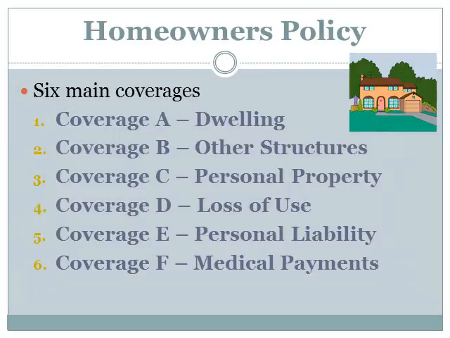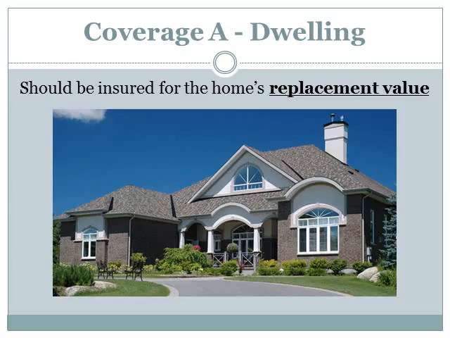Now, there are 6 main coverage parts in the homeowners policy, and you have them listed there. On the following slides, we're going to go into a little bit more detail so you know what these 6 coverage parts are. The first coverage under the homeowners policy, which we call coverage A, is covering the dwelling. This is simply the coverage on your house.